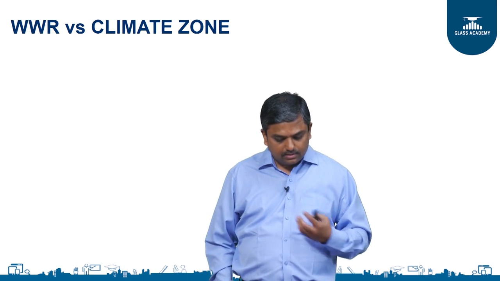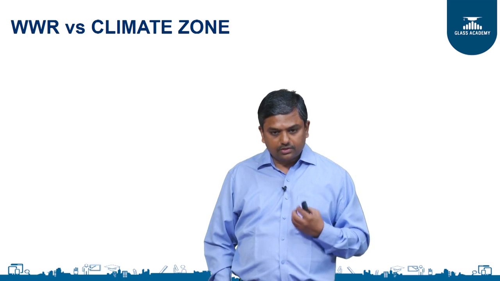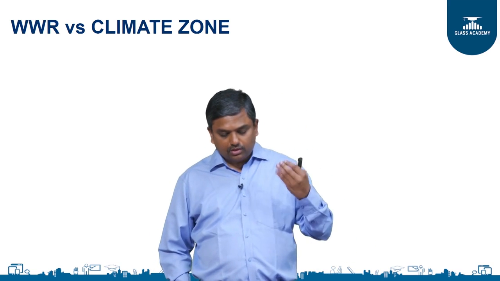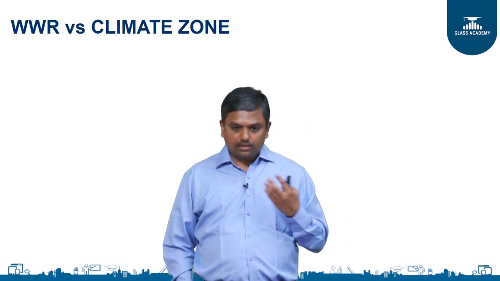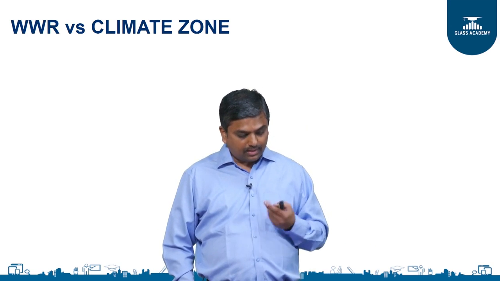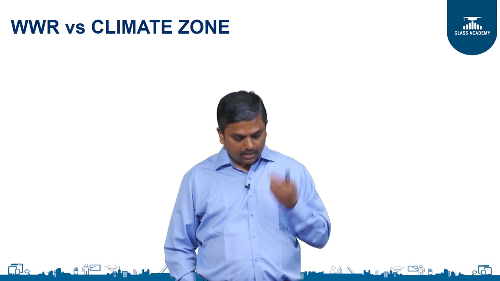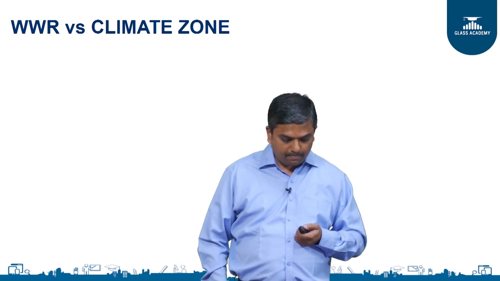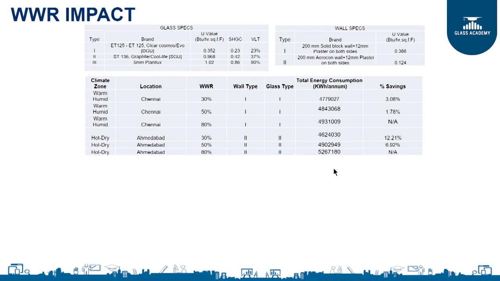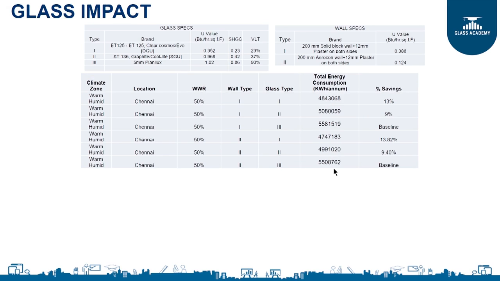So you can see that the next slide is talking about the window wall ratio and the climate zone impact. So as we increase the window wall ratio in different climate zones, you have different kinds of energy performance values. So as you increase the WWR in the same climate zone, your energy consumption is going up. So that's what is actually illustrated in the slide that follows. So we have just tabulated the values of the various glass types and the wall types, and how the performance of buildings actually changes when we alter these parameters. Similarly, you can do the same study for different types of glass.